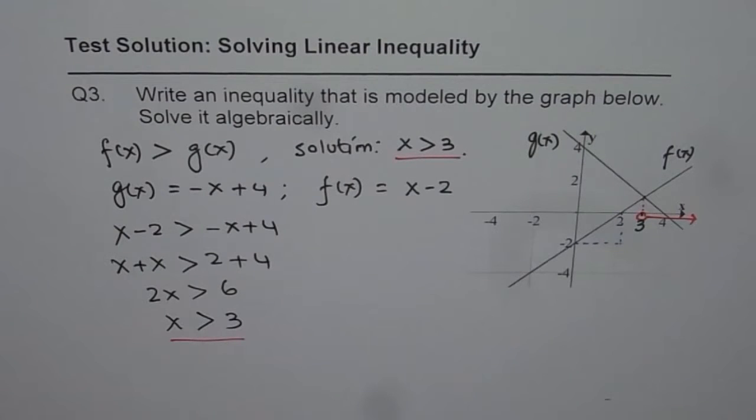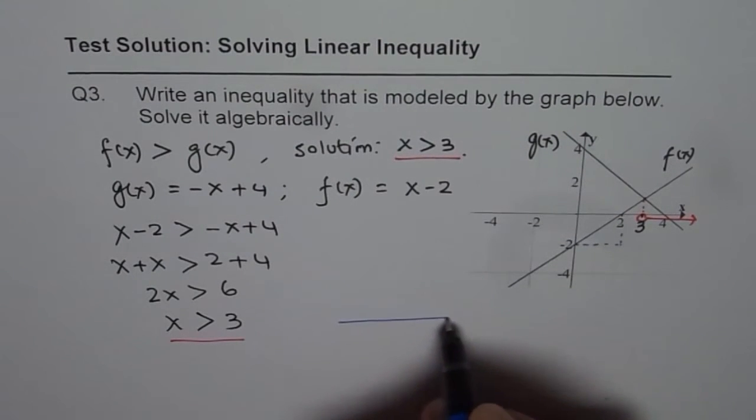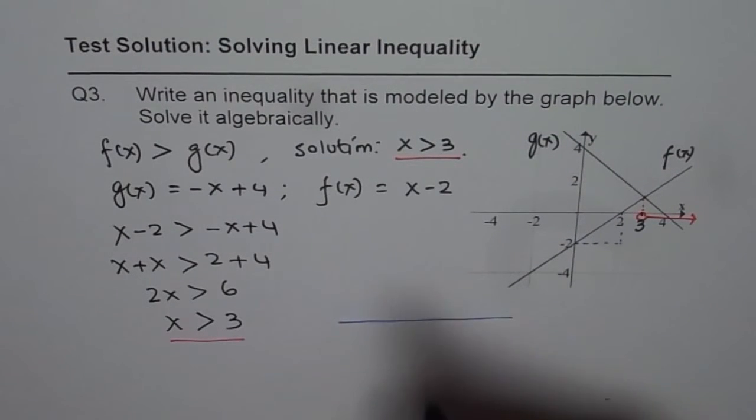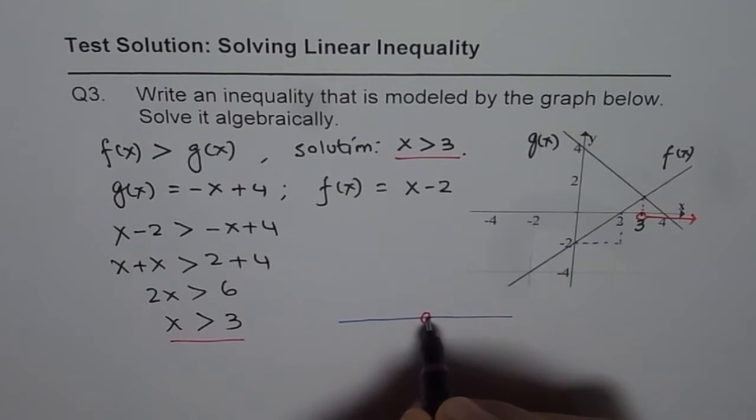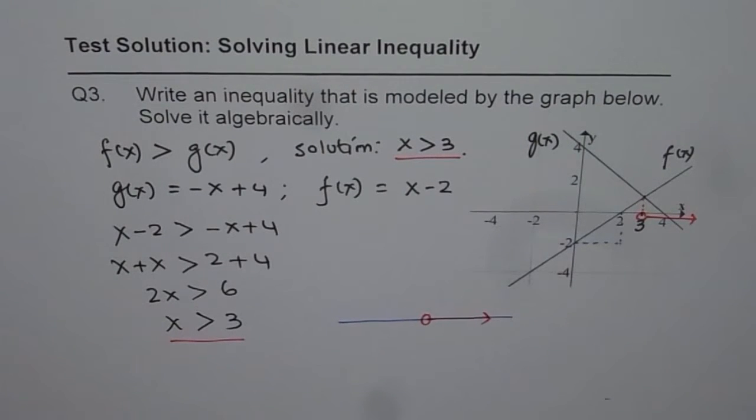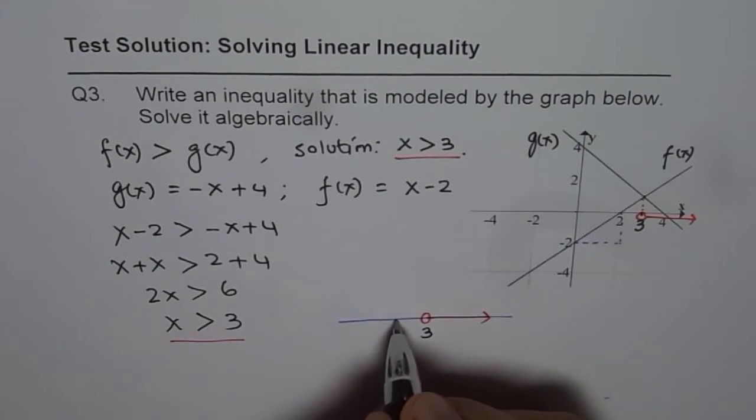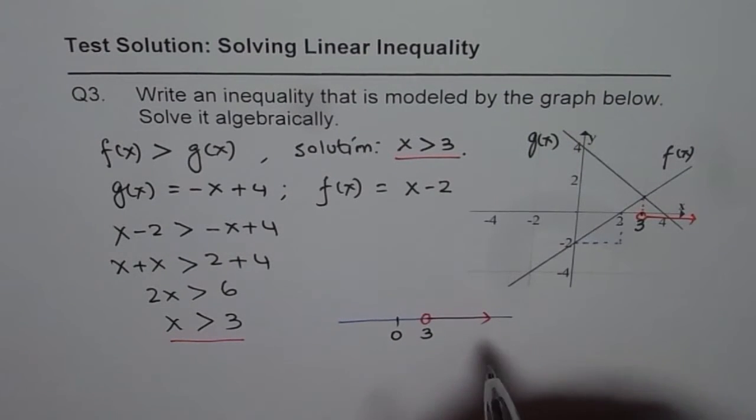At times we may be asked to represent the solution on a number line. So on a number line you can represent your solution like this. Let's say this is my point 3 and that's my solution. So that is the point 3. Let's say this is 0 for us, and we can always check it with the help of this 0.